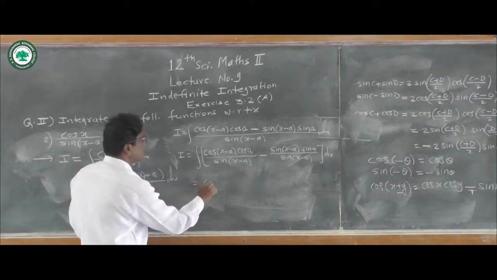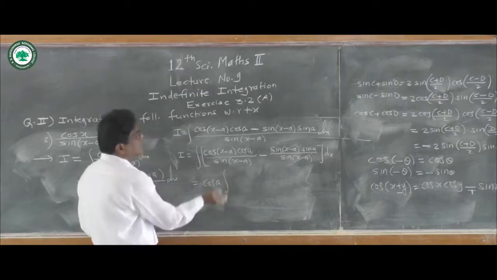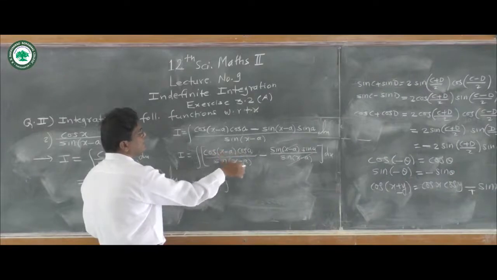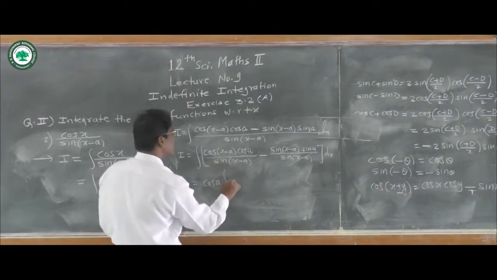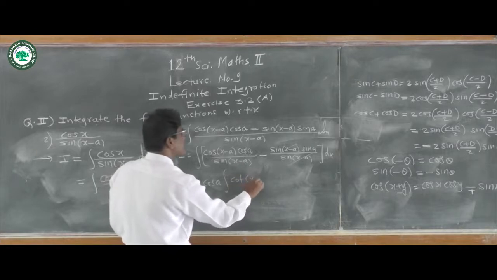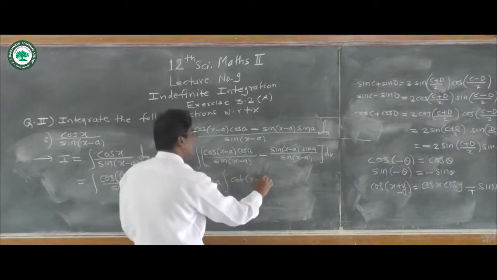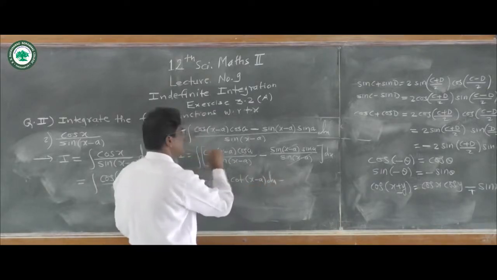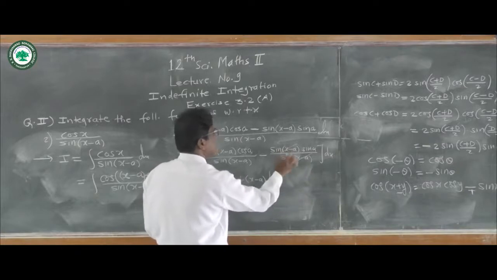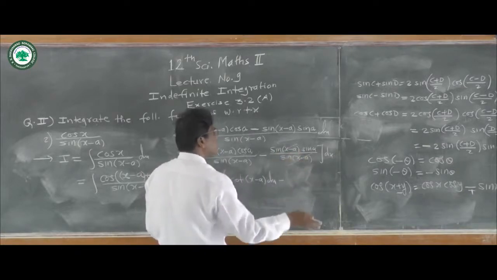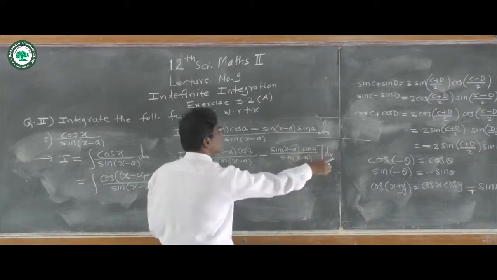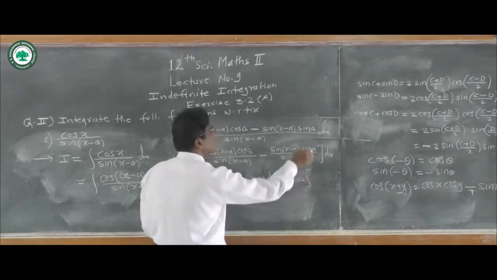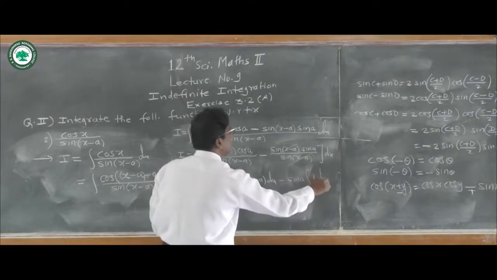So this is equal to cos of a into the integration of cos of x minus a upon sine of x minus a. The angle is the same, so cos upon sine is cot. So cot of x minus a dx, and we take separate integration for the second term. Here sine of x minus a cancels. Sine a is constant with respect to x, so take sine a outside the integral, and only one dx remains.